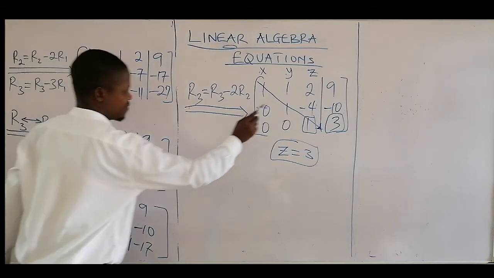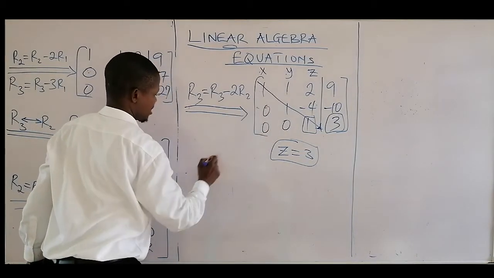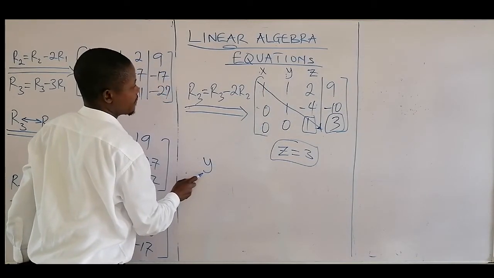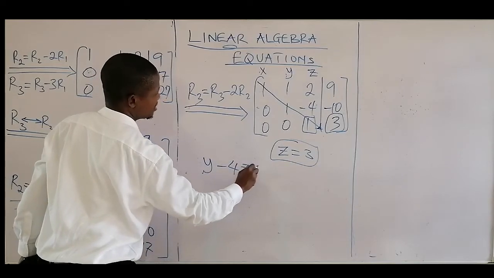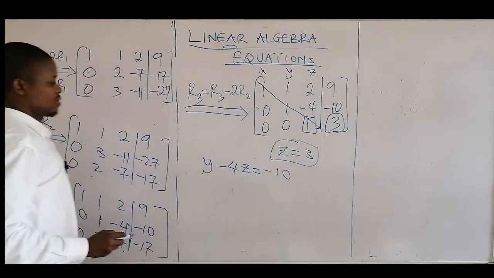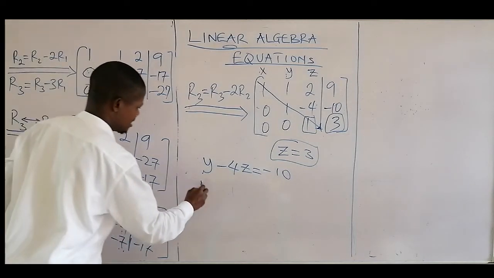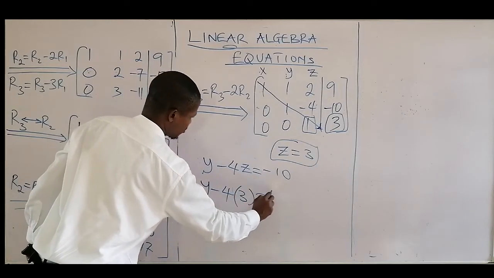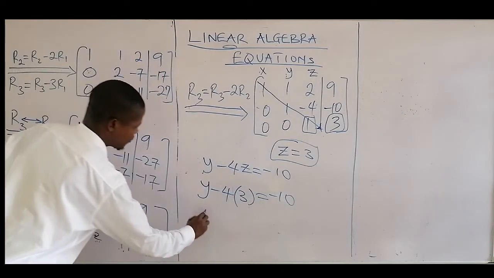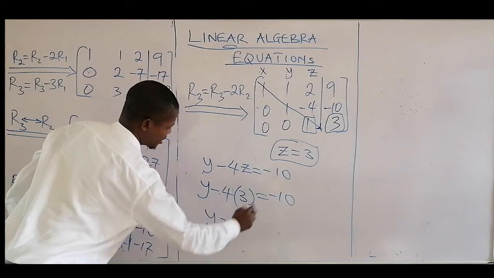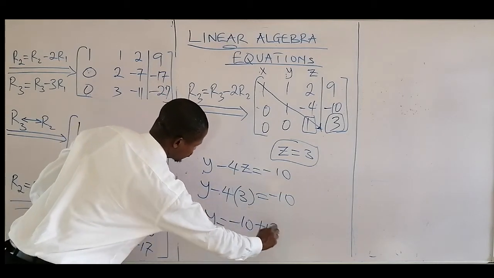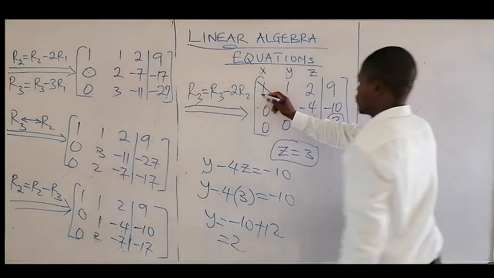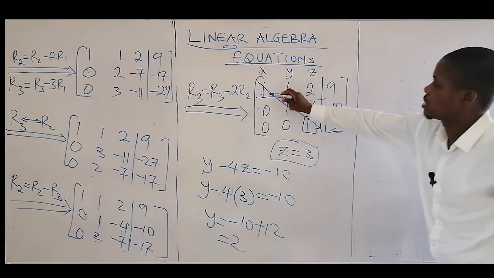Then for the second row, I have 1 here times y. That's y. Okay. Then minus 4 z equals minus 10. Okay. And having the value of z, which is 3, I can have y equal to what? This is minus 12, moving to the other side, minus 10 plus 12. And that's what? Y is 2.